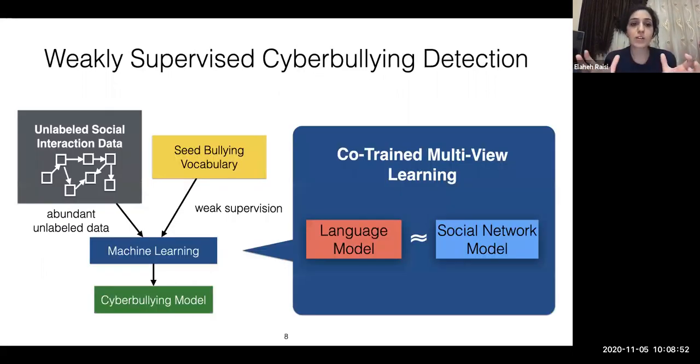So this is a big framework of our method, weakly supervised cyberbullying detection. In our method, we don't use any labeled data. We have a small seed of offensive words, and using our framework, which has two learners or two classifiers that help each other, we assign the bullying score to social media.